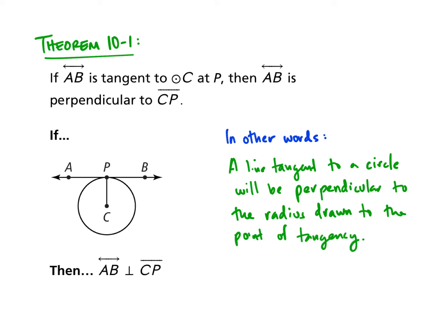So in this picture here, since it tells us that line AB is tangent to circle C, then when we draw that radius out to the point of tangency, we're going to form a right angle right there. So angle CPB would be a right angle, and of course that would mean that angle CPA, this one here, would also be a right angle. Usually we only label one of those two as a right angle. But that's what this theorem is saying, that when we have a line that's tangent to a circle, and then we draw a radius out to the point of tangency, we're going to make a right angle right there.